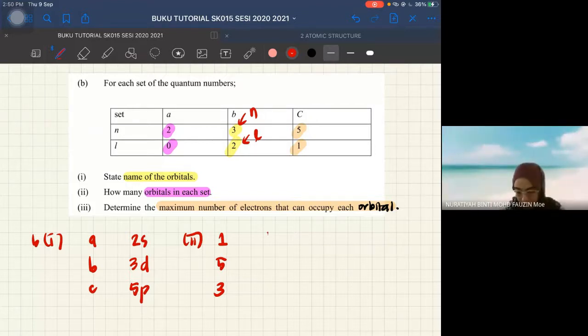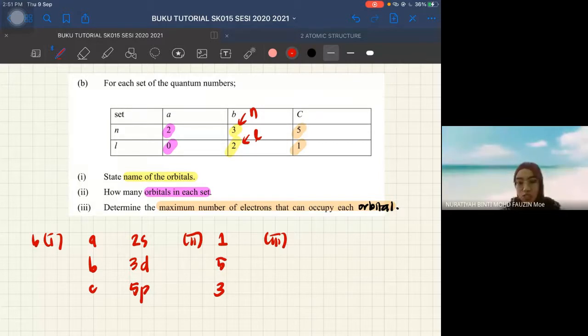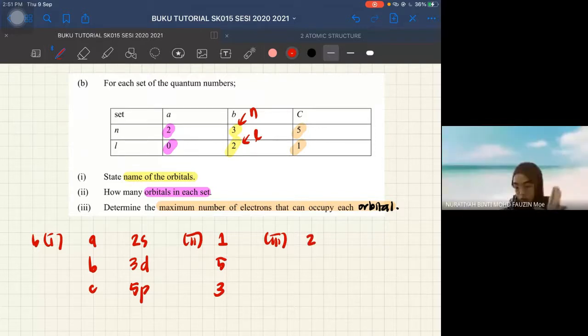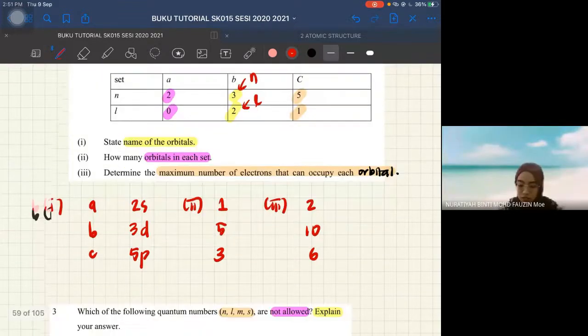Okay, next, number 3. Determine the maximum number of electrons that can occupy each orbital. The maximum number of electrons. Times 2. Okay, so one box can hold up to 2 electrons. So one box times 2 gives 2 electrons. Next. 5 times 2, 10. 3 times 2, 6. Right? So that is number 2.